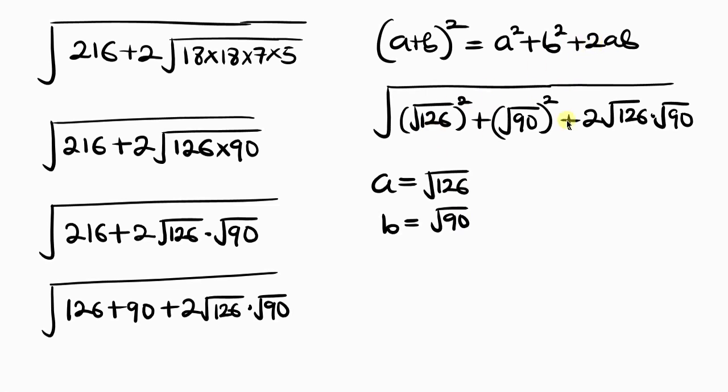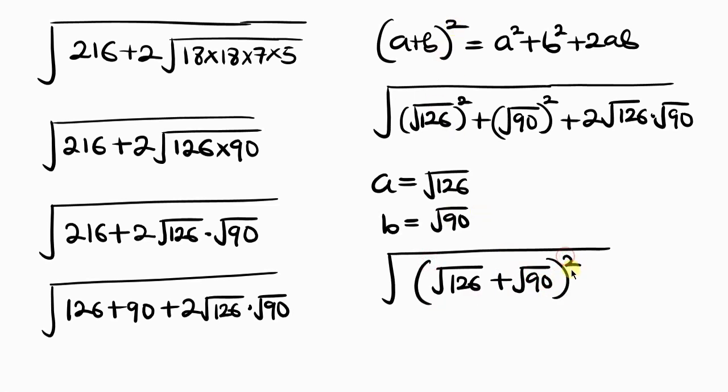So now let's write this expression like this. So we have the square root of (a plus b) squared. Our a is the square root of 126 plus b. B is the square root of 90, and we're going to be squaring it. Now notice that this square can cancel off the square root, so that we have the square root of 126 plus the square root of 90.